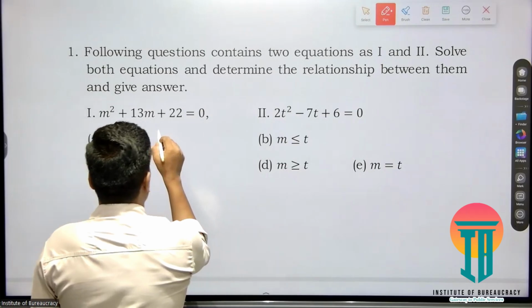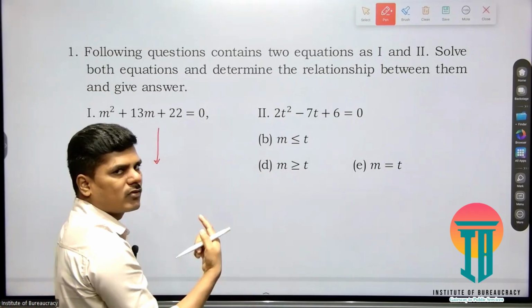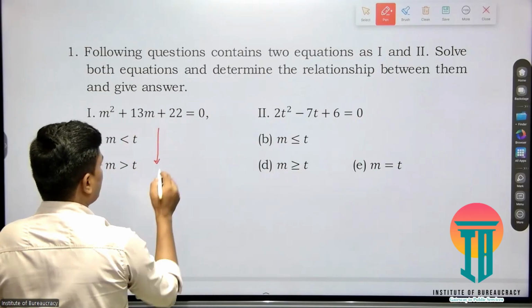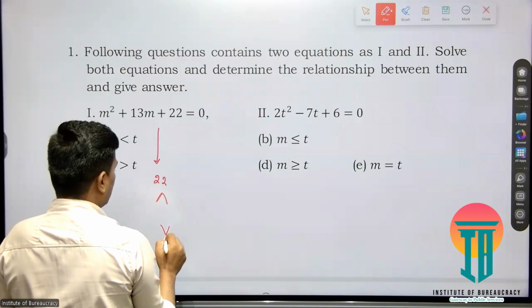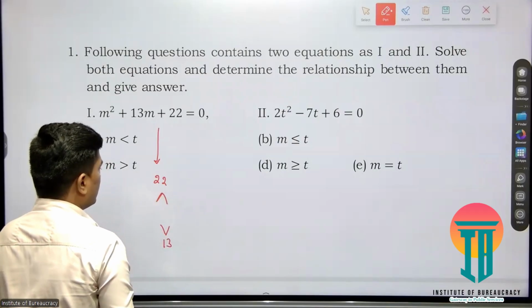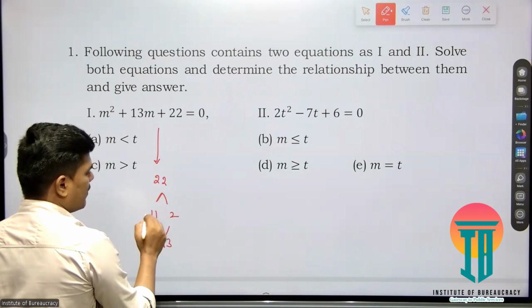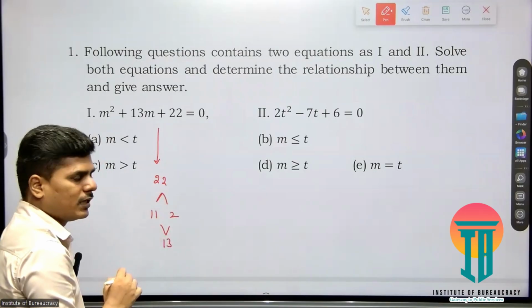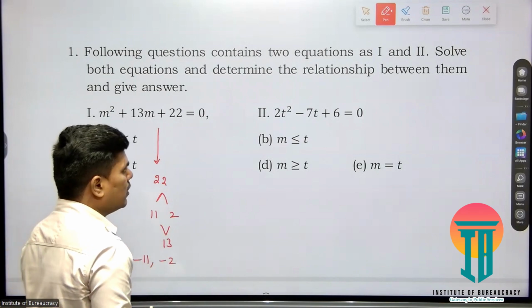So from here, what is going to be my m value? The m values are going to be two values, the t values are going to be two values. So if you multiply two numbers, you should get 22. If you add them, you should get 30. So 22, so 11 into 2. 11 into 2, 22. If you add them, you will be getting 30. Therefore, here the roots are minus 11, minus 2.